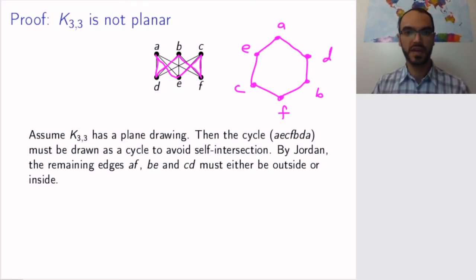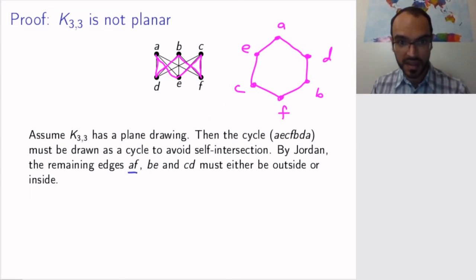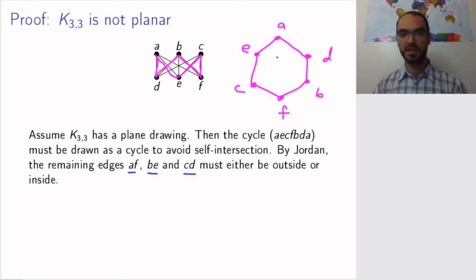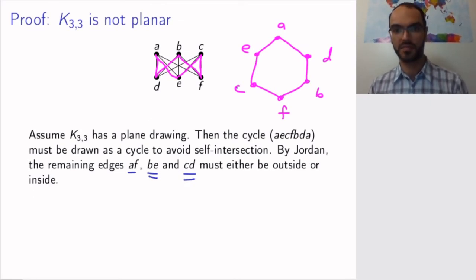So now what edges do I have left that I need to fit here? I have the edges AF, BE, and CD. So each of them has to be either inside this cycle or outside, because the cycle divides my plane into inside and outside. So the point of Jordan's theorem is precisely that if the edge starts on the inside and goes out, then it will have to cross my hexagon. So let's start with BE and CD. And life is hard enough as it is. Let's forget about AF for the moment.